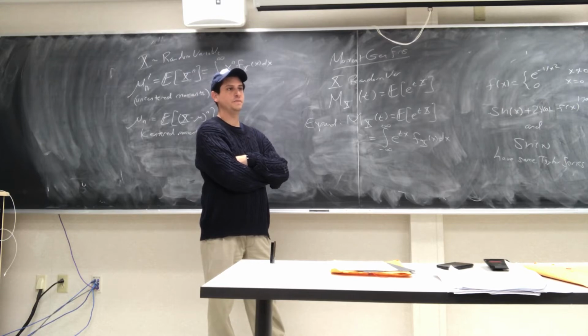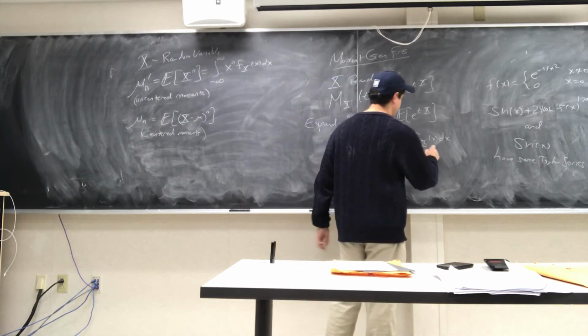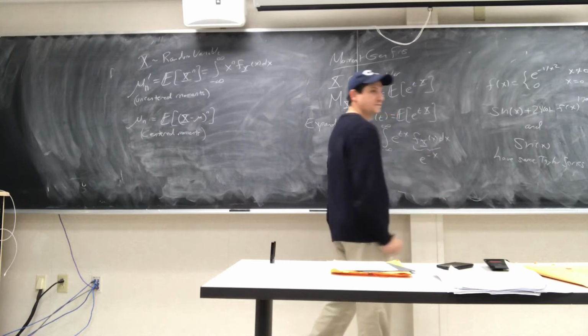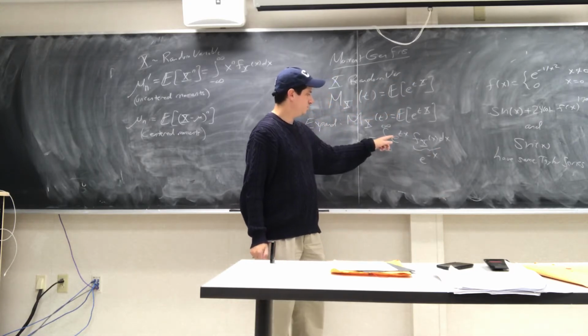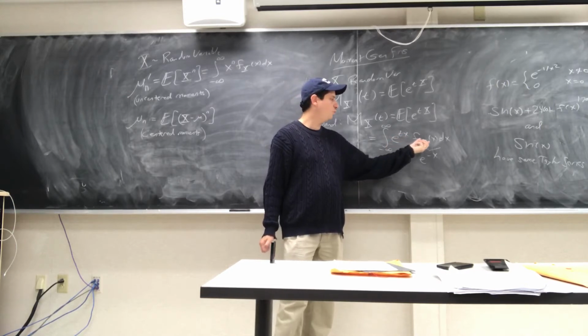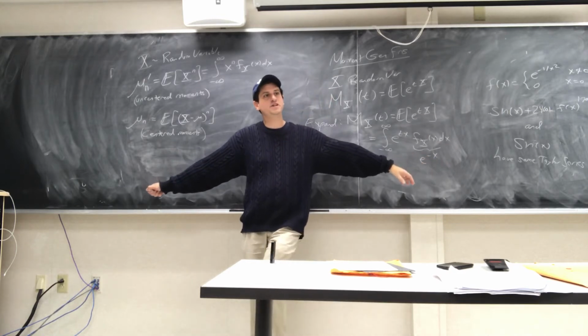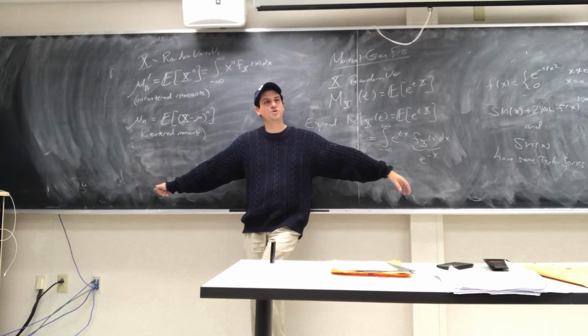Not necessarily. If we have a function that's an exponential, let's say this is equal to e to the negative x, then if t is greater than 1, it won't converge. So you need to have more than exponential decay on both sides. Can somebody give me a function that has more than exponential decay on both sides?